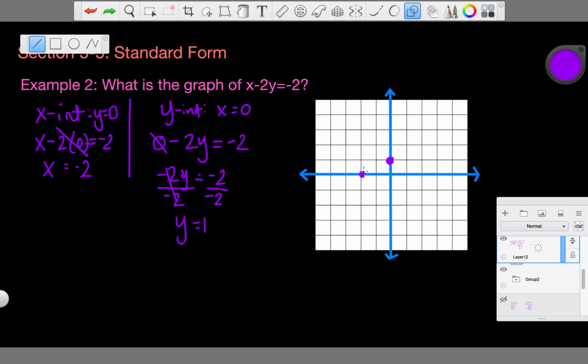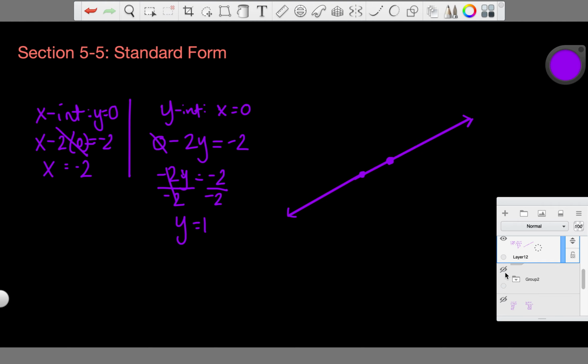So that was really bad. Let's redo it. And then we're going to follow this the other way as well. Okay? So you can graph any equation by finding the x and y intercepts, just as we did there.